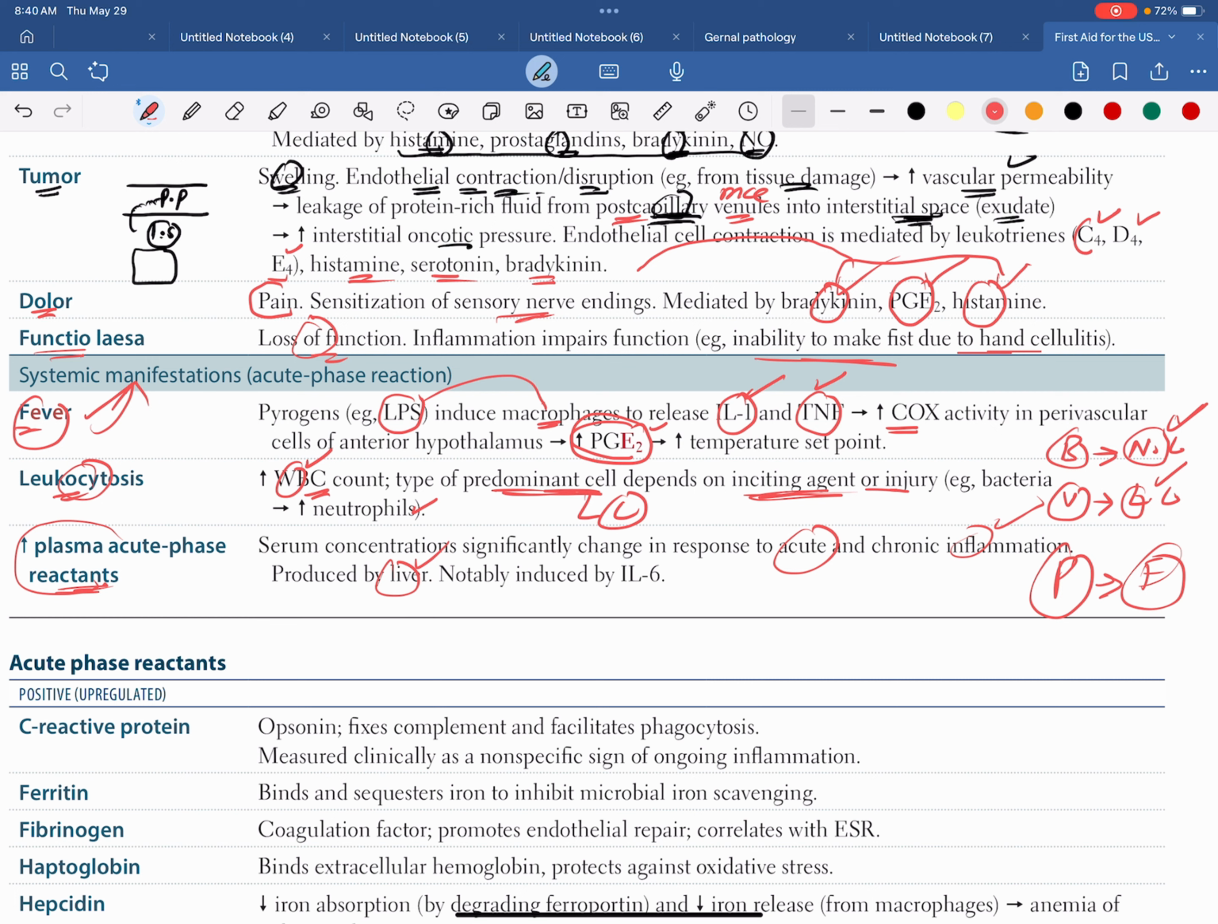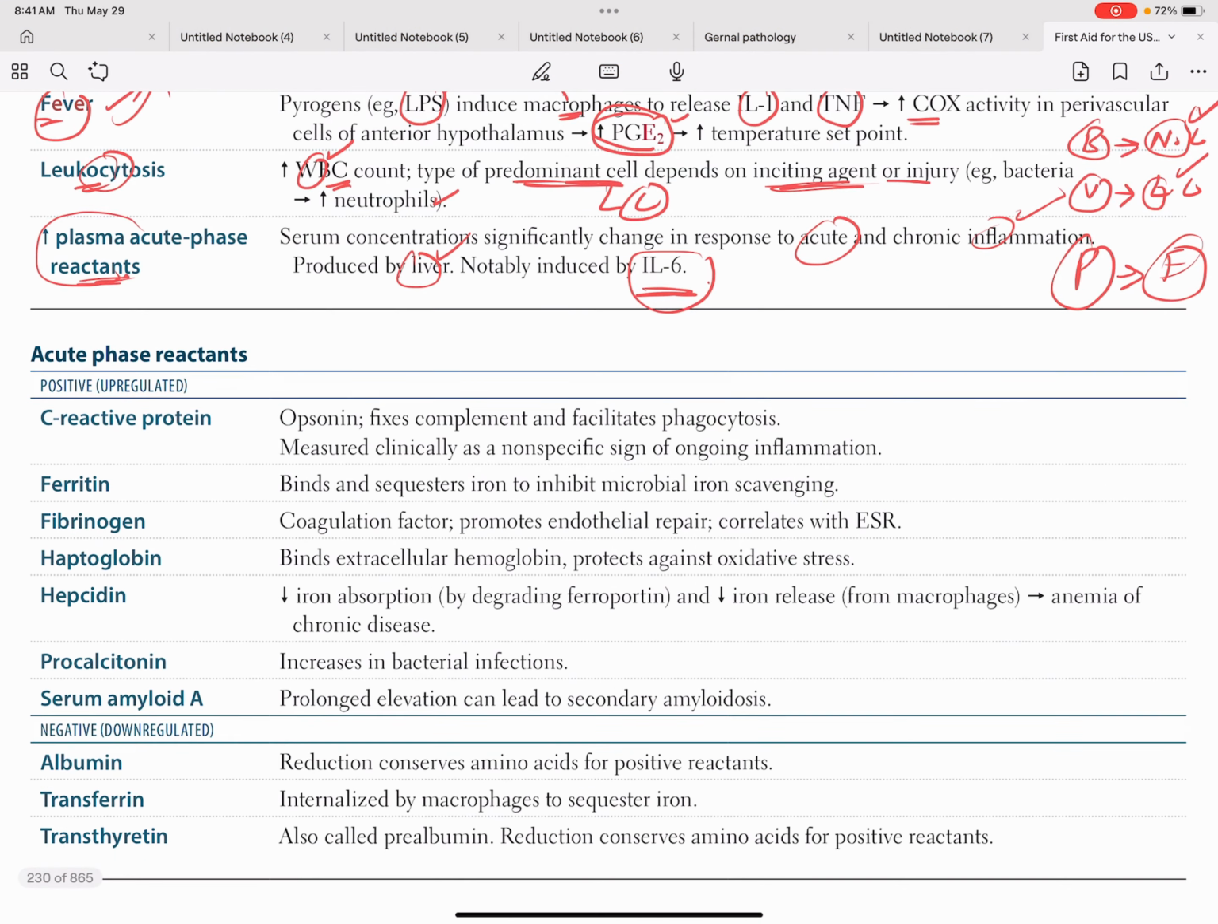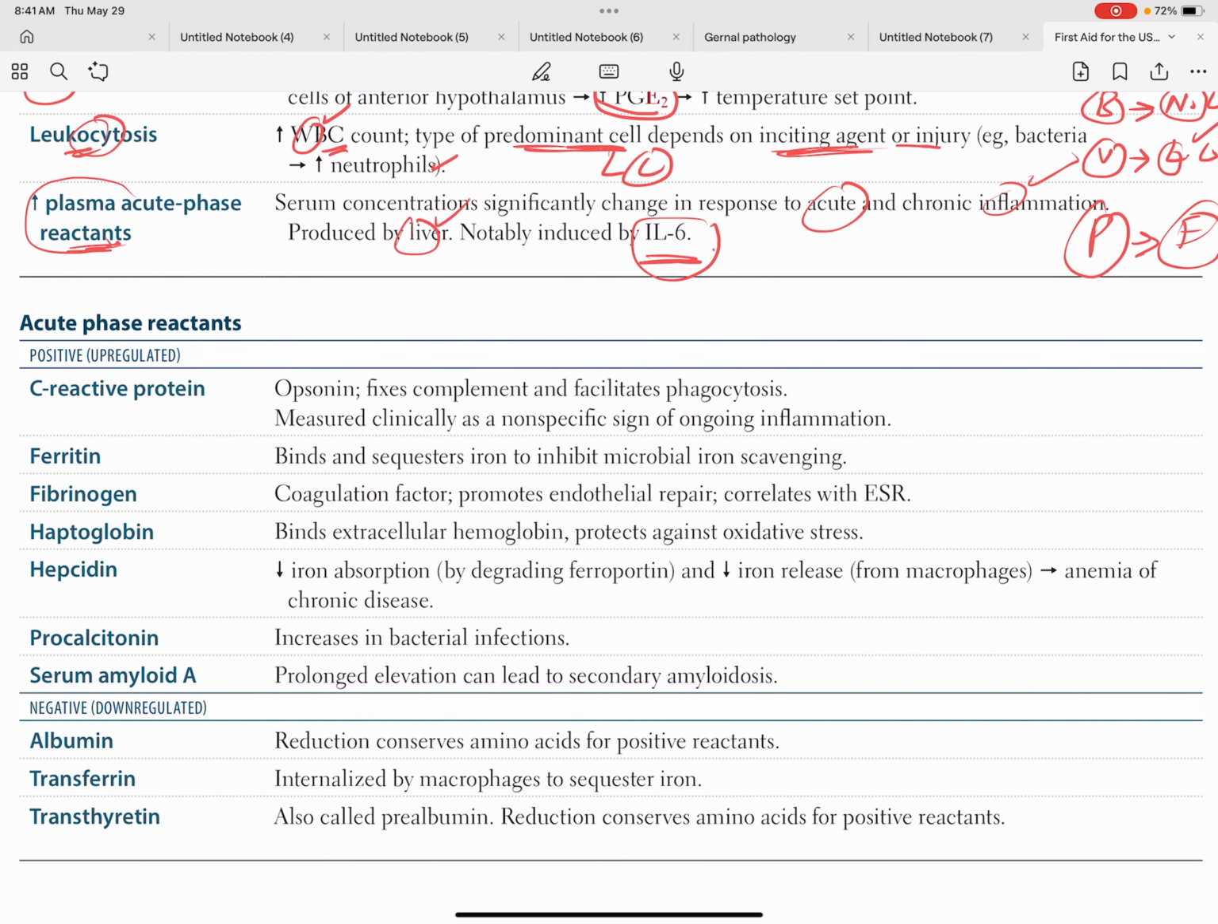And who is going to stimulate the production of these plasma proteins, or the acute phase reactant proteins? Interleukin 6. From where will this interleukin 6 come? This is going to come from inflammation. When there is inflammation in our body, there is production of interleukin 6, and that interleukin 6 will go and stimulate the liver. When the liver gets stimulated, it will lead to an increased serum concentration of these proteins. So this is the important mechanism behind this. Then after that, here they mention some of the important acute phase reactants that are produced in our body during inflammation.